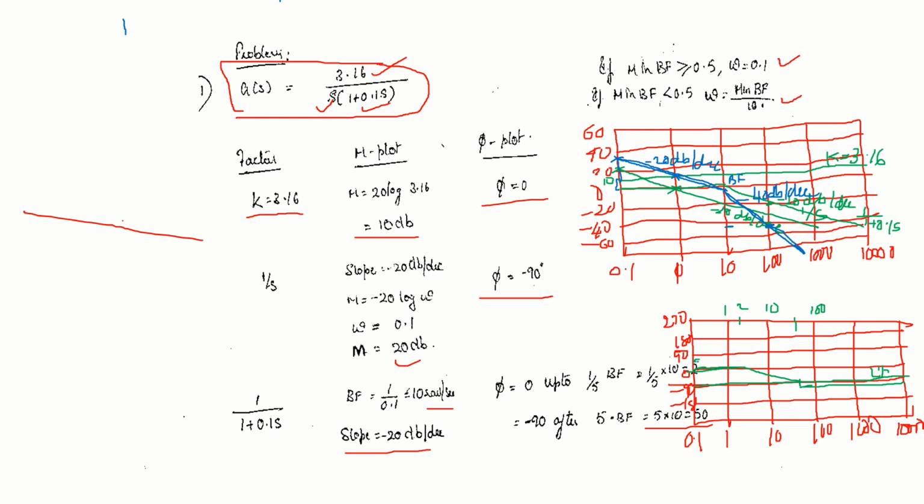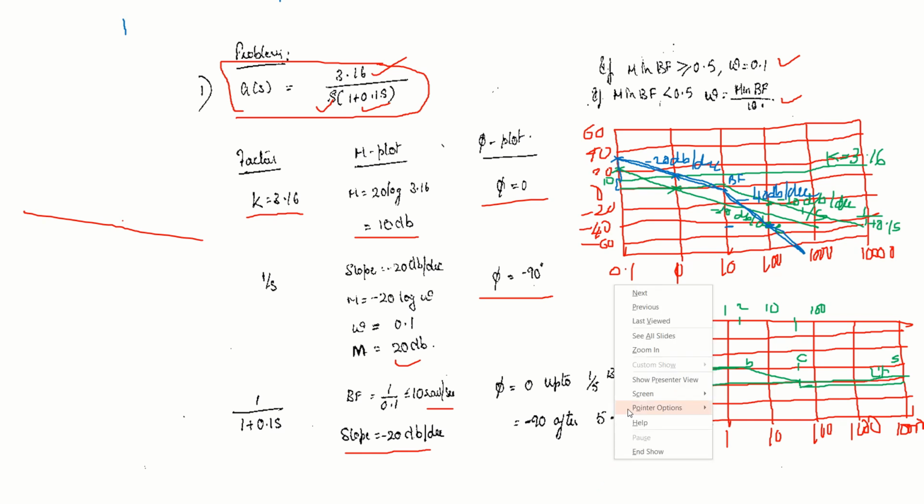Mark them as A, B, C, and S, the last corner. Now let us find the resultant plot. To begin with, here this line is contributing 0 degree. Call it line 1 and line 2. Line 1 is contributing minus 90 degree, line 2 is contributing 0 degree, so total is minus 90.